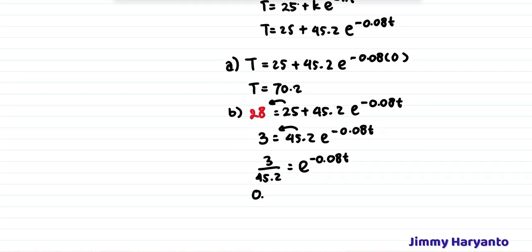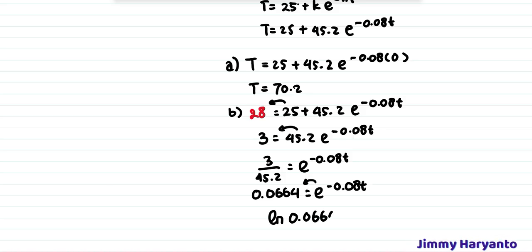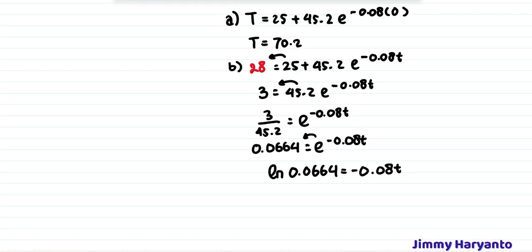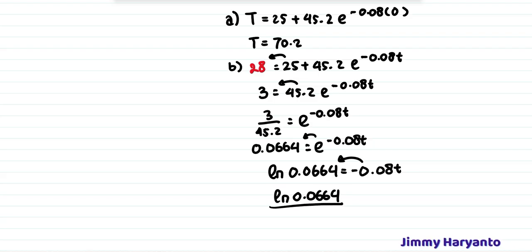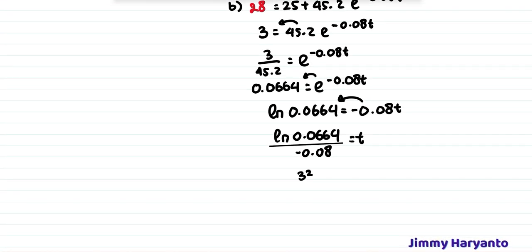We'll have 0.0664 equals e to the power of negative 0.08t, and then I will move the e, it will become ln. ln 0.0664 equals negative 0.08t, and then I will move this one, so I will have ln 0.0664 divided by negative 0.08 equals t, and just calculate this. It's 33.9 equals t, so the time taken is 33.9.